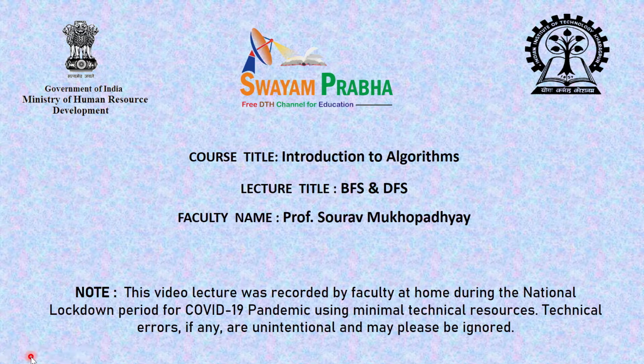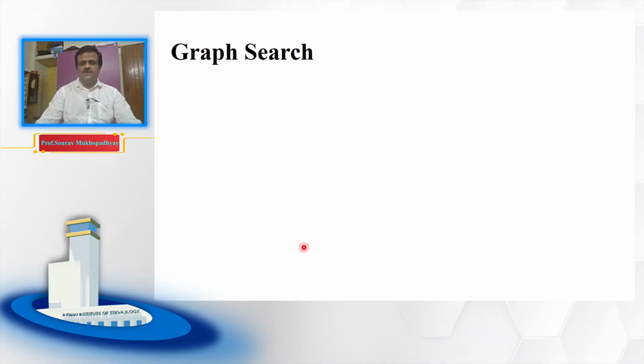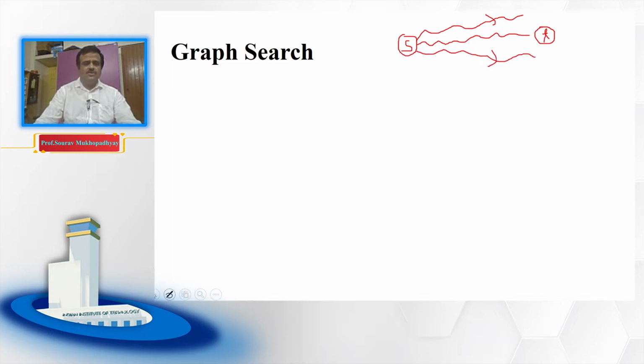So, let us start with the graph search technique. What do we mean by graph search? We want to explore the graph. Exploring means, given a vertex S, we want to see which vertices are reachable from S, or we want to find a path from S to any other vertex T, or we want to find all the vertices which are reachable from S. These are all graph search techniques.